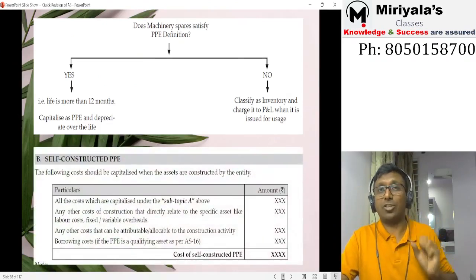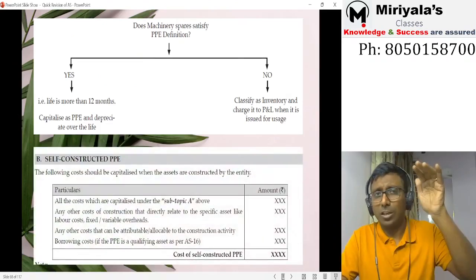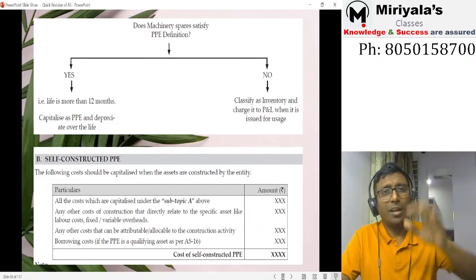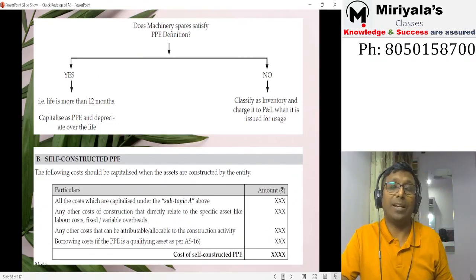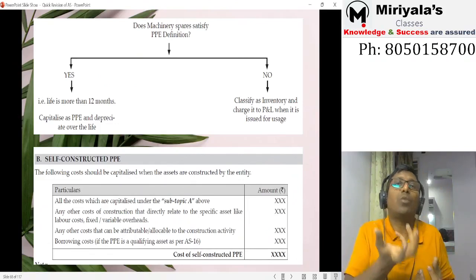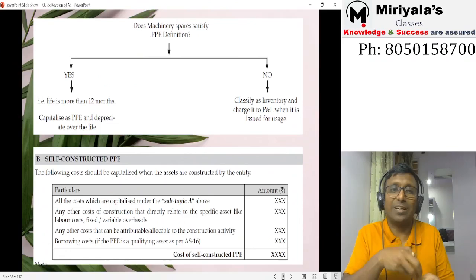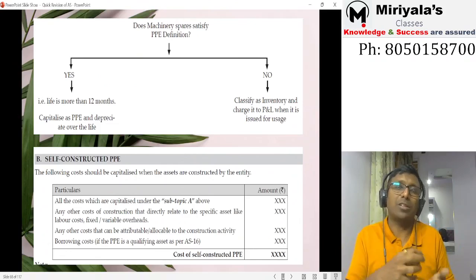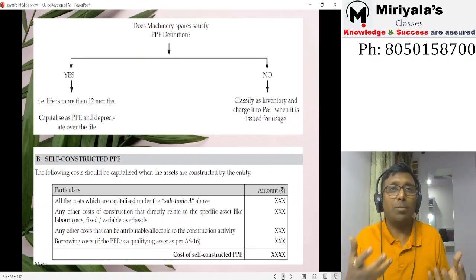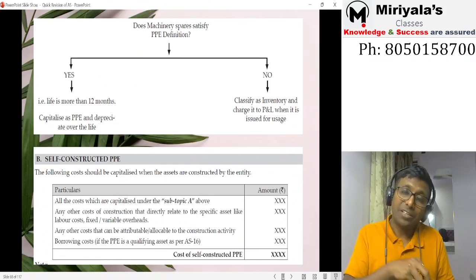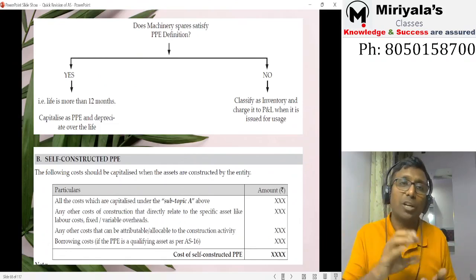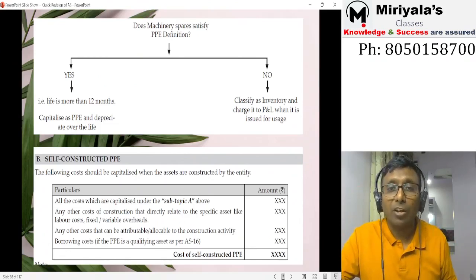Okay, self construction. Self construction means whatever I spoke just now, like purchase price, non-refundable taxes, etc. in the earlier slide, all those costs are going to be capitalized. In addition to that, any overheads which are spent for the construction and not for the running of the business are supposed to be allocated. And if there is any borrowing, and construction may take 12 months or more, then it will be treated as a qualifying asset as per Accounting Standard 16, and borrowing cost also is going to be capitalized along with that.